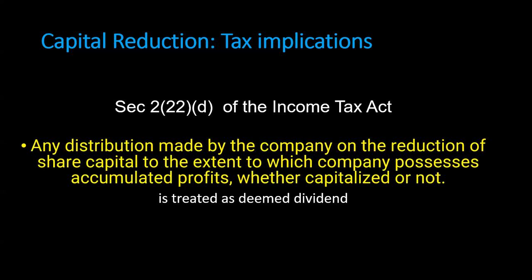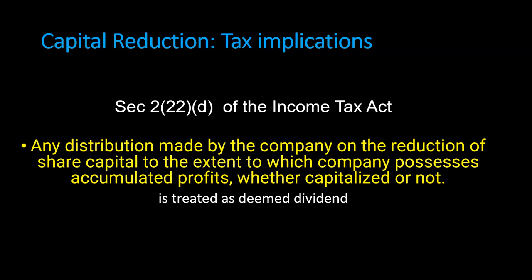And therefore, it says any distribution by a company on the reduction of capital to the extent the company has accumulated profits, that will be treated as a deemed dividend. So the Reliance Retail is a profit-making company. There's a huge amount of accumulated profits on the balance sheet. The significant part of 1,362 will be treated as a deemed dividend in the hands of the receiver.